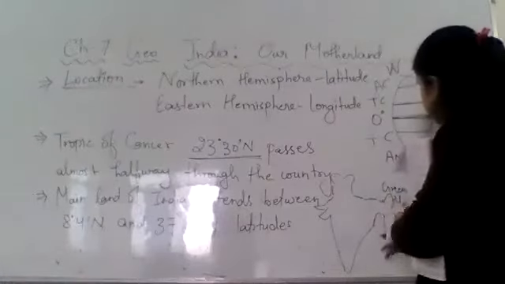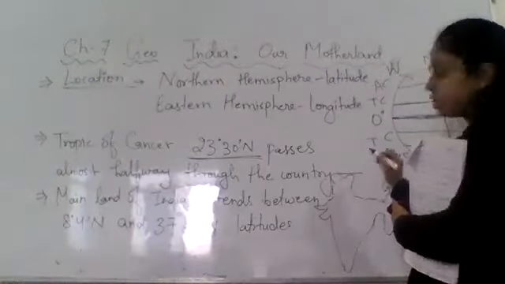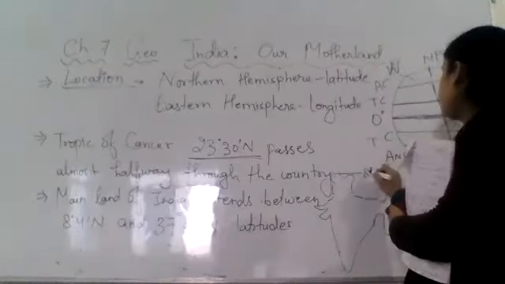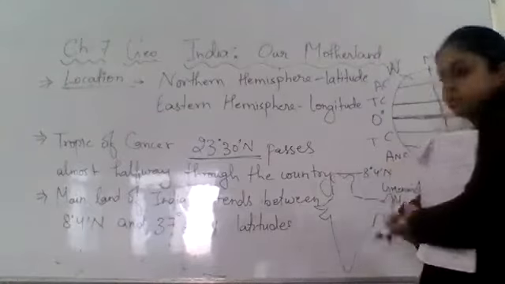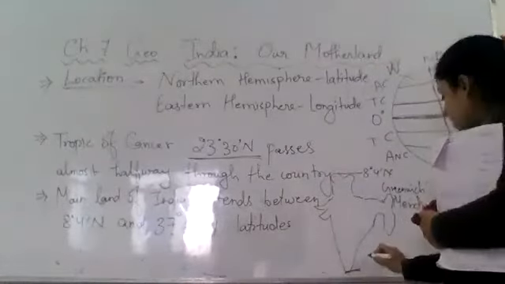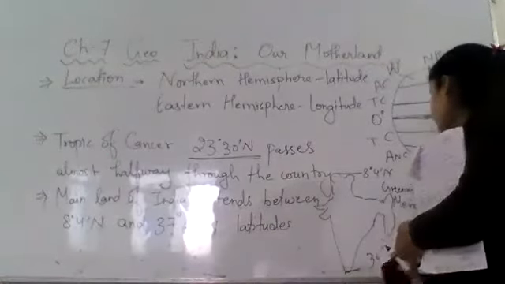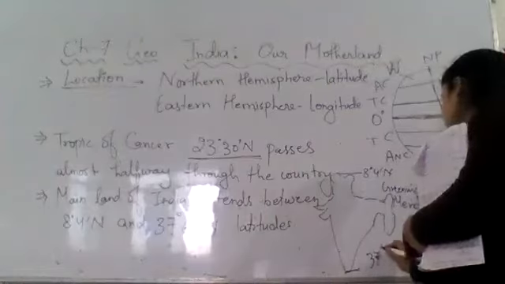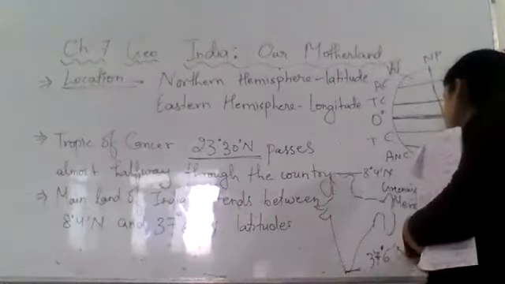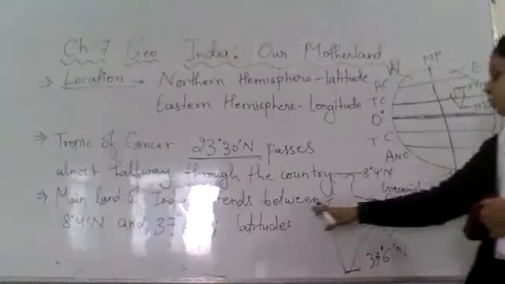Suppose this is India. So this is the top. This top is on 8 degree and 4 minutes north. Okay. And this bottom is 37 degree and 6 minutes north. Understood?